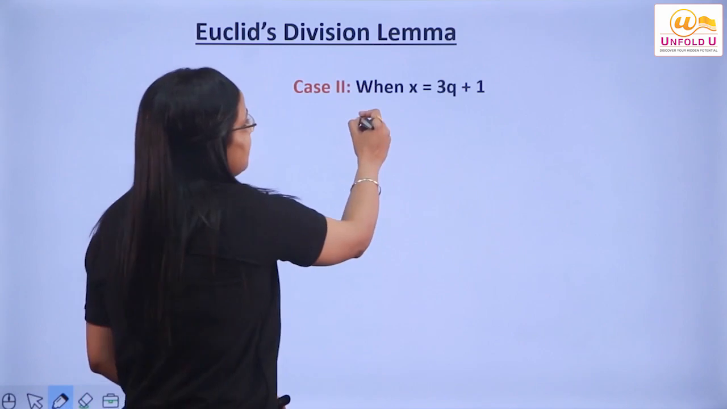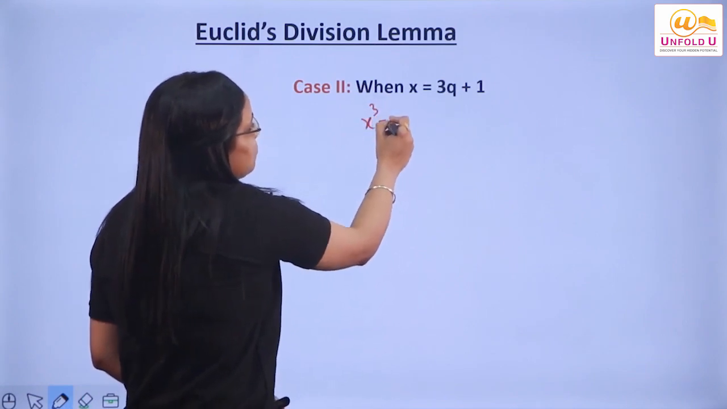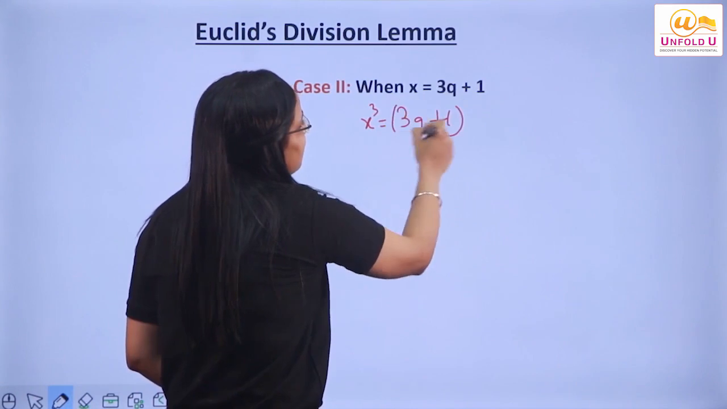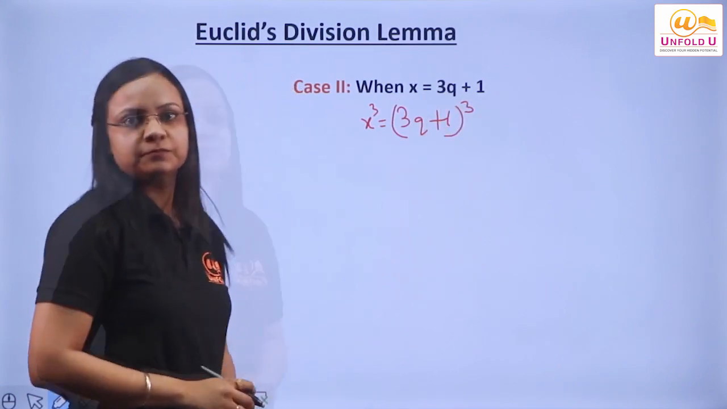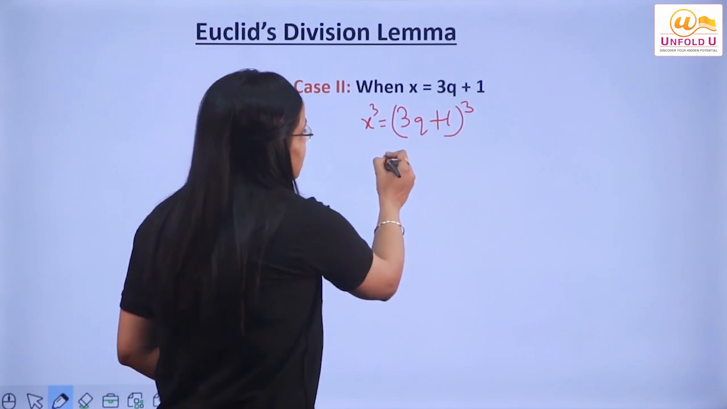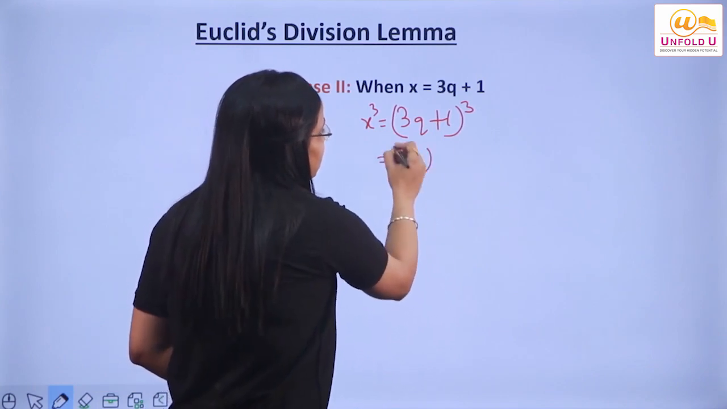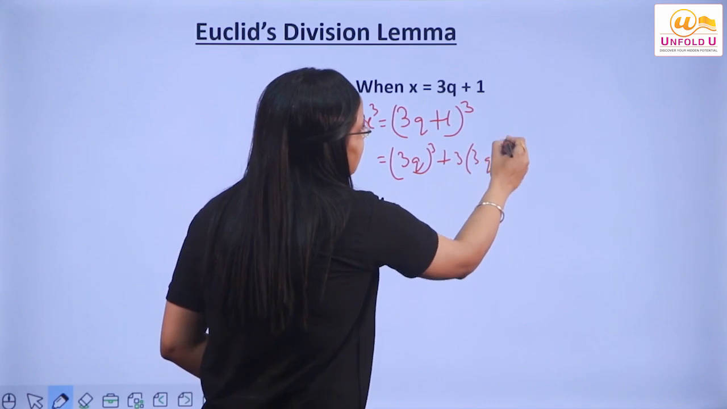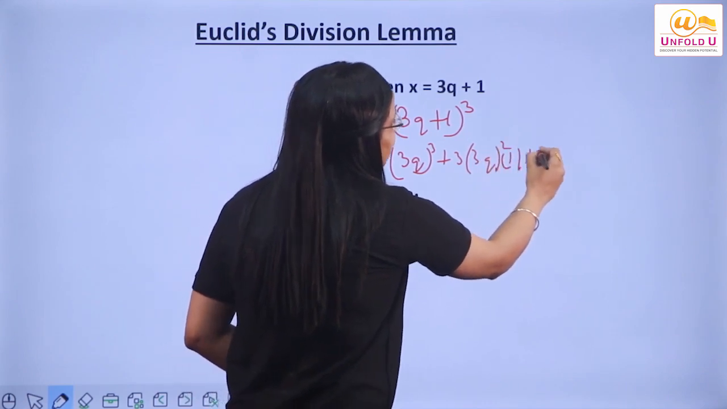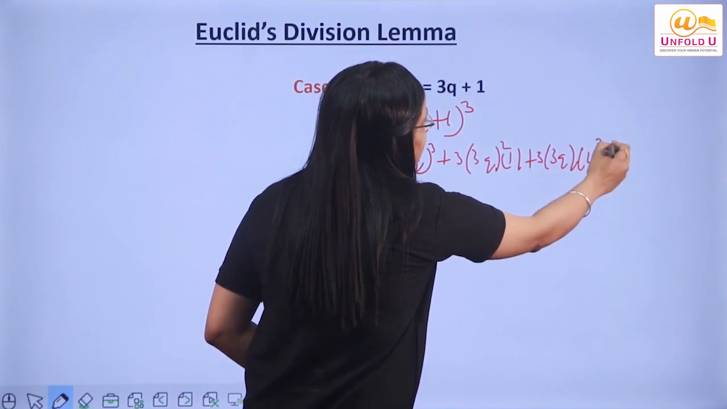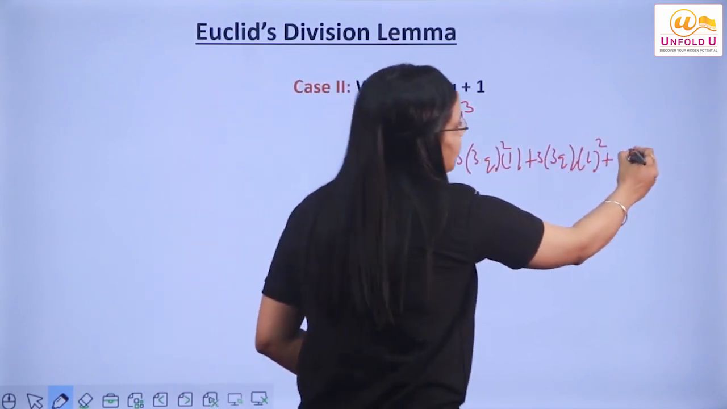Next, if we take the value of x equal to 3q plus 1, what do we get? x cube will be equal to 3q plus 1 whole cube. Now we apply the formula a plus b whole cube. This is equal to a cube plus 3a square b plus 3ab square plus b cube.